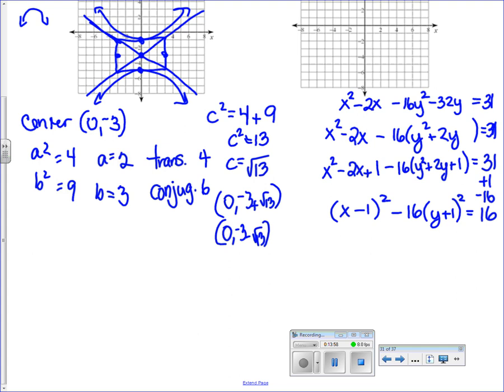Now, think about the ellipse. What is this supposed to equal? 1. So does a hyperbola. It's got to equal 1. So what am I going to divide by? 16.